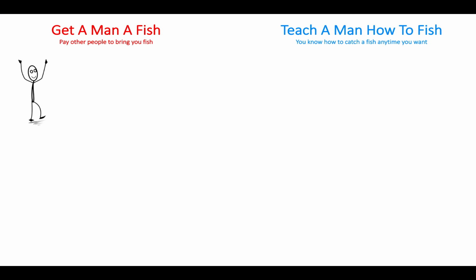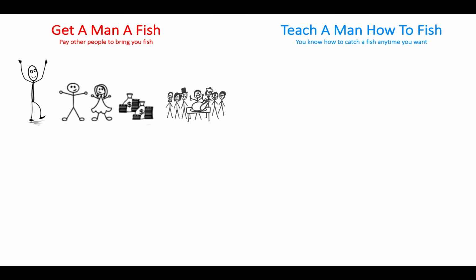All right, so let's have a look at this. Okay, getting a man a fish. This is paying other people to bring you fish. So first of all, there's the excitement of being able to get the fish, and also handing over a bunch of money for people to go and get the fish. All right, now just pretend that there's a fish in this scenario here. There's actually a chicken there, but this is everyone now waiting for the fish, really excited about the fish that's coming, and getting ready for the party.